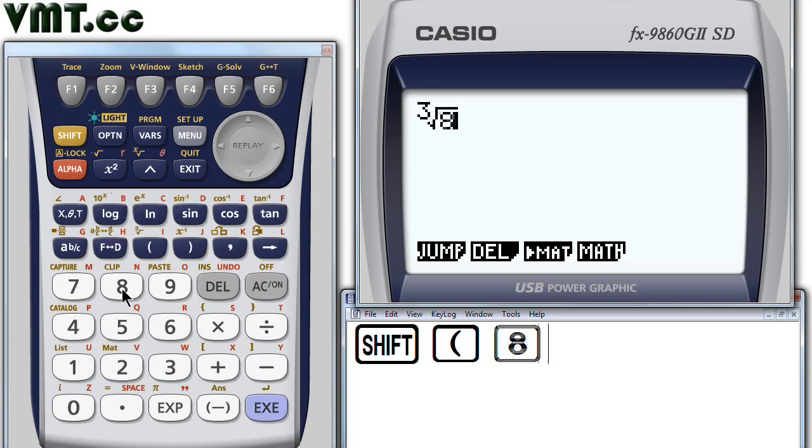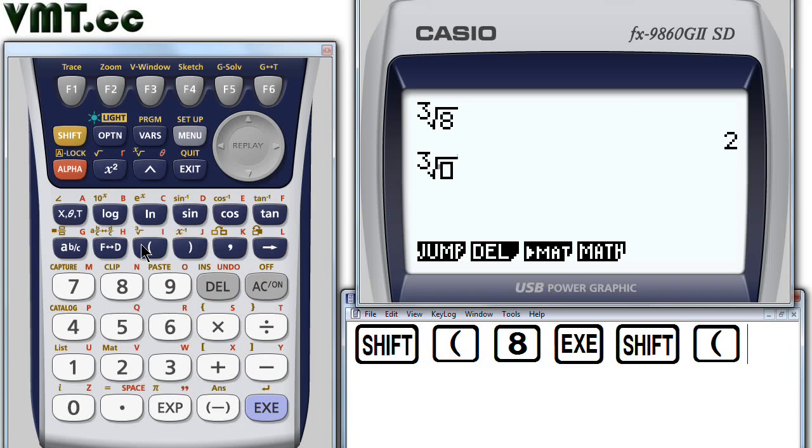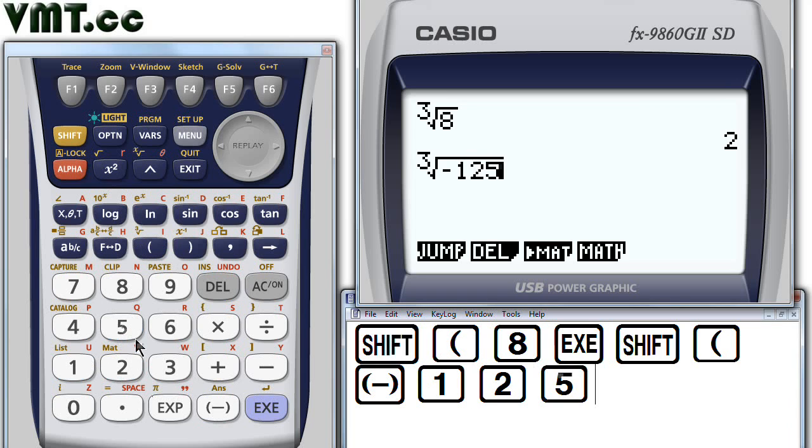Next, let's type in 8 and then execute. The answer is 2. Let's try another example. Shift cube root of -125. Execute. We get -5 as the answer.